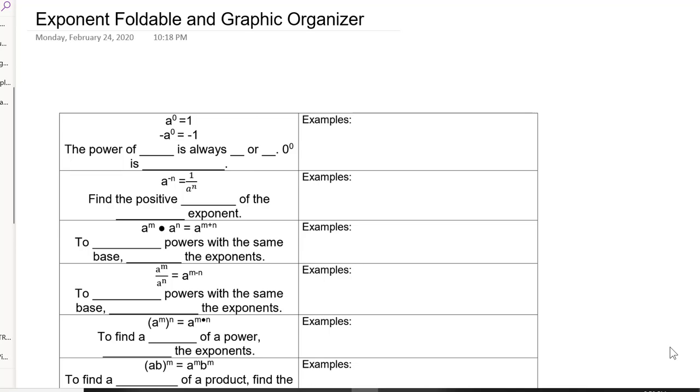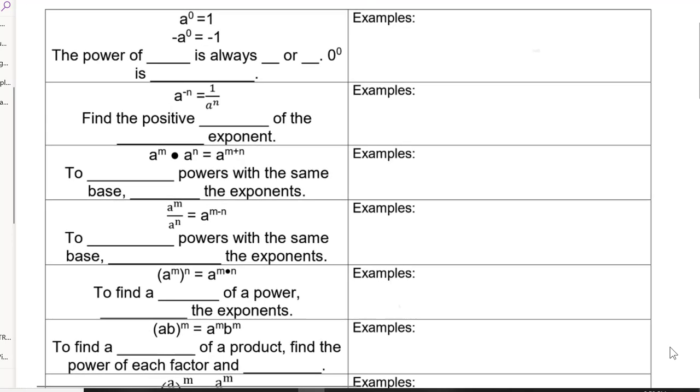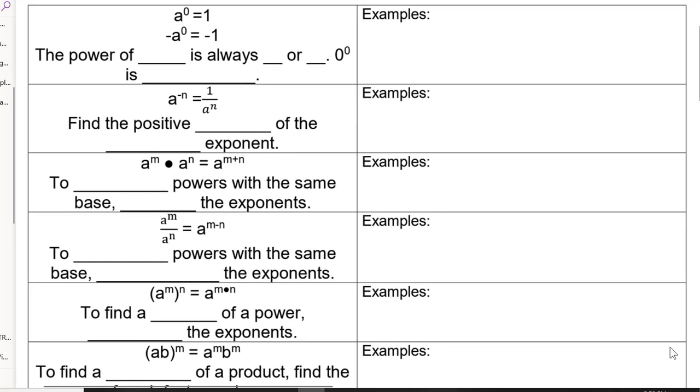All right, so you should be looking at either a screen in front of you or a piece of paper that has Exponent Foldable and Graphic Organizer on top of it, and we're going to fill this out. Okay, so this first space here, a to the 0 power is equal to 1.